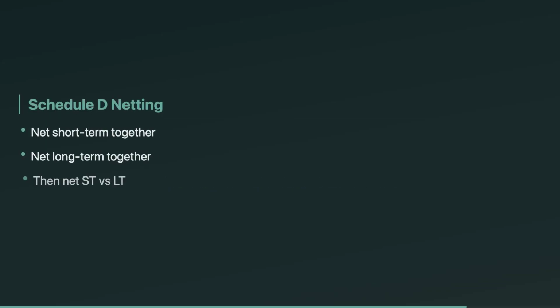After Form 8949, everything rolls up to Schedule D for netting. Netting is just combining gains and losses in the right order, short-term against short-term, long-term against long-term, then the net short-term and net long-term against each other. The result is your net capital gain or net capital loss for the year. If it's a net loss, individuals are generally limited on how much can reduce ordinary income, with the rest carried forward.